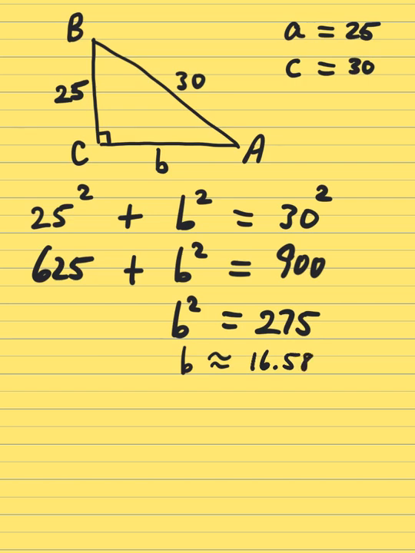Okay, now when we go back up here and find our angles, I'm going to try to find a ratio that doesn't use 16.58 simply because that is a rounded answer, and if you ever round a number, you're going to lose accuracy at the end. So I'm going to start with angle A. 25 is opposite, 30 is the hypotenuse, so sine of A is going to be equal to 25 over 30.